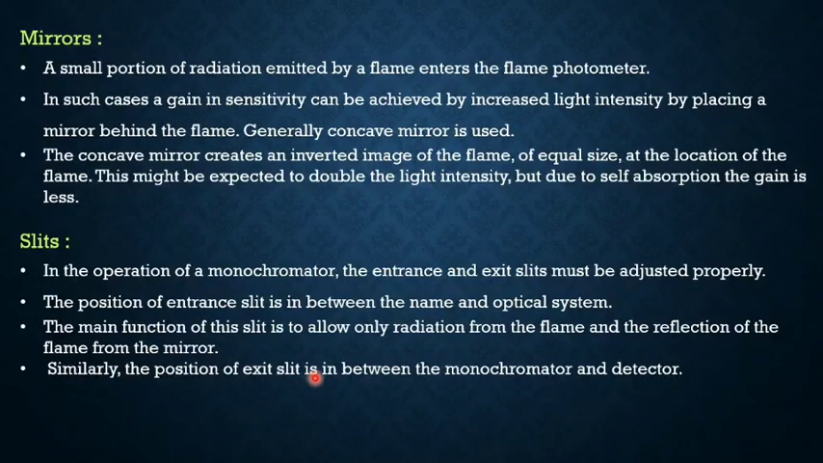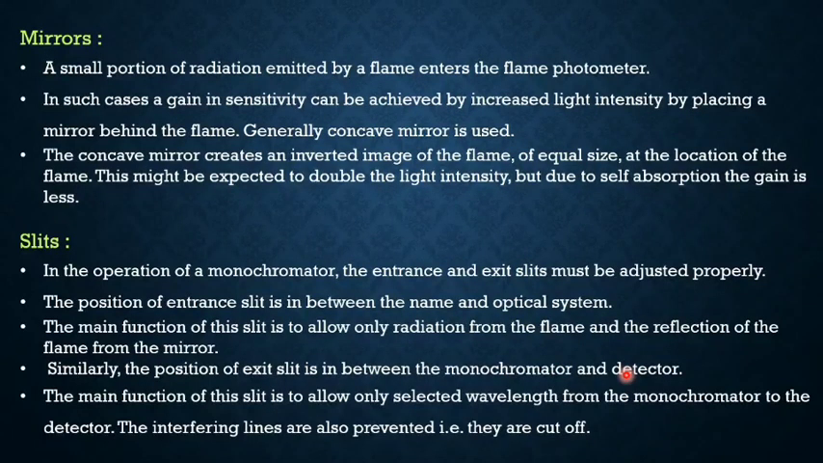Similarly, the position of the exit slit is between the monochromator and the detector. Its function is to allow only the selected wavelength from the monochromator to the detector. So the interfering lines are also prevented, that is, they are cut off. It is the function of entrance slit and exit slit.